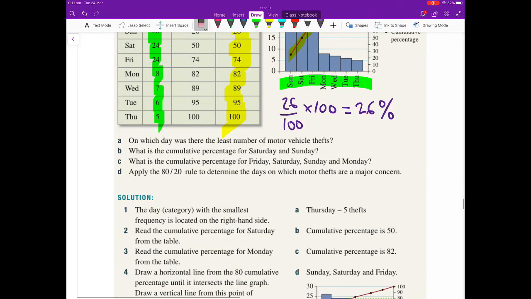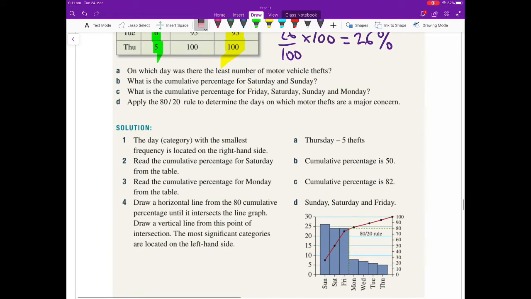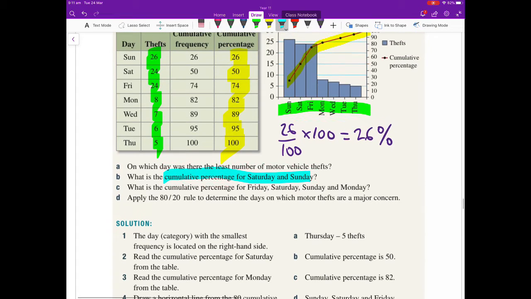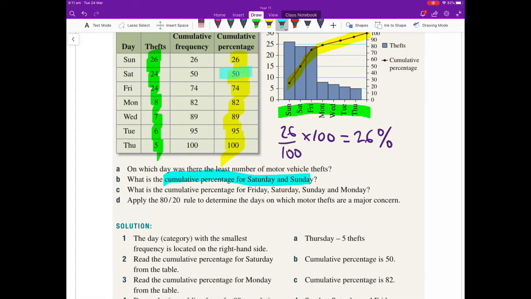Okay, and using this to find the answers to the questions, our first one is asking for the day with the least number of motor vehicle thefts, which will give us the one on that right hand side, which is at the bottom of our table. So that is, of course, Thursday, which was 5 thefts. Next question is the cumulative frequency of Saturday and Sunday. So we're looking where Saturday and Sunday are and finding our cumulative frequency. You can either do this from your graph on the right, or you can look at your table, see where the cumulative frequency gets up to 50. Because we've got our Saturday and Sunday above it.